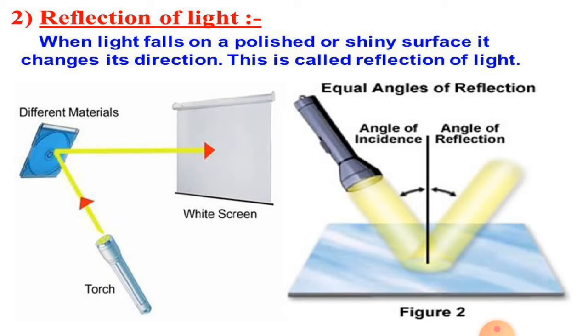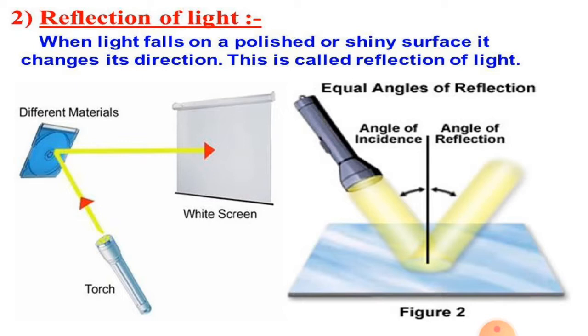So first is the incident ray. The ray of light that falls on the surface of the mirror, just look at the diagram given to you, is known as the incident ray. Now the second is the point of incidence. The point of incidence means the point at which the incident ray strikes the mirror.